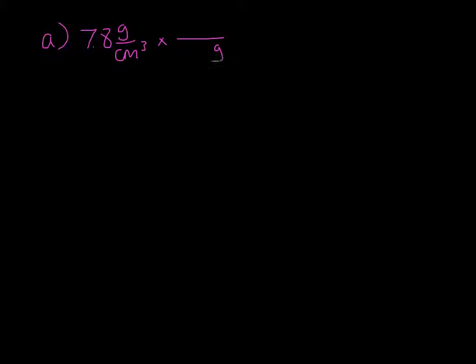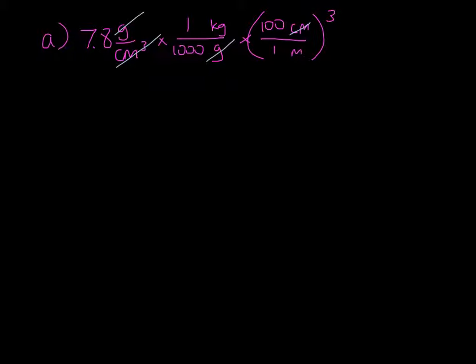We start with converting grams into kilograms. We know that 1 kilogram is 1,000 grams, so the grams part cancels out. And then we can convert the centimeters into meters, and you know that 1 meter is 100 centimeters, but because the centimeters is cubed, we'll have to take this whole conversion factor and cube that, which will allow the centimeters cubed to cancel out with the centimeters cubed in there, and all that is going to be equal to a total of 7,800 kilograms per meter cubed.